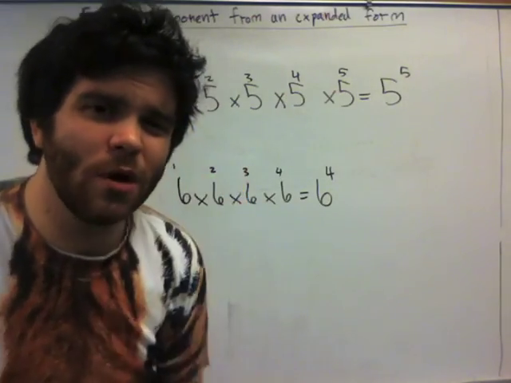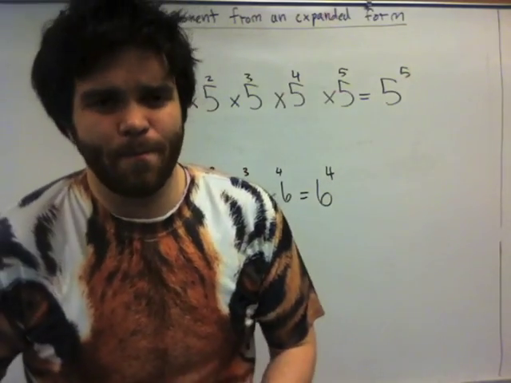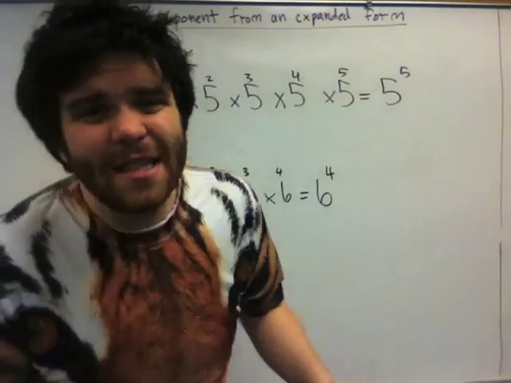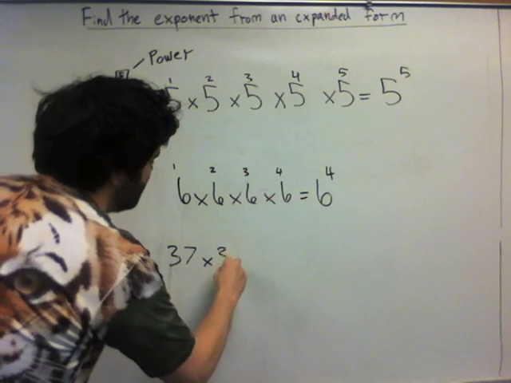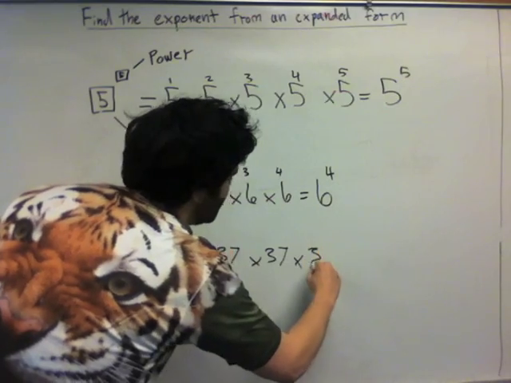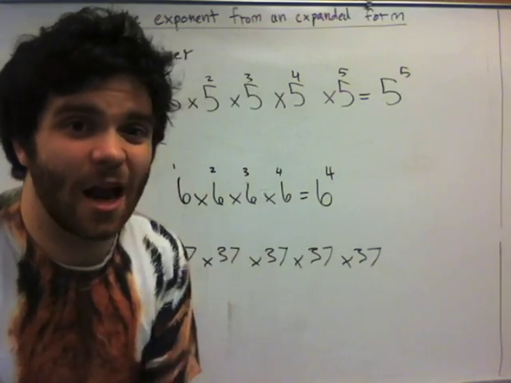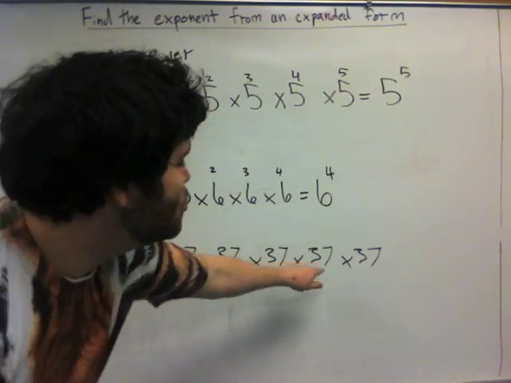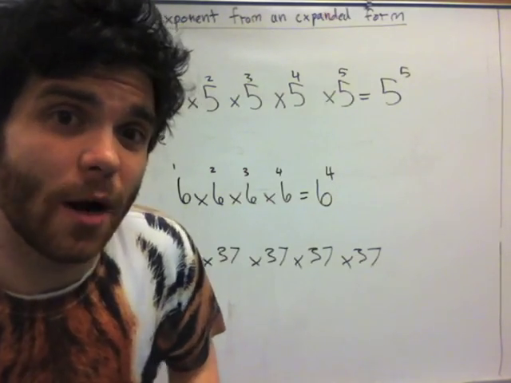Let's do one more so that you're super comfortable. Let's try it with 37. 37 times 37 times 37 times 37 times 37. Whoa, that's a lot of 37s. That's going to be a huge number, but it's super easy to write as an exponent.